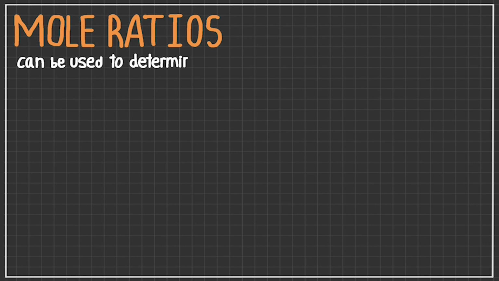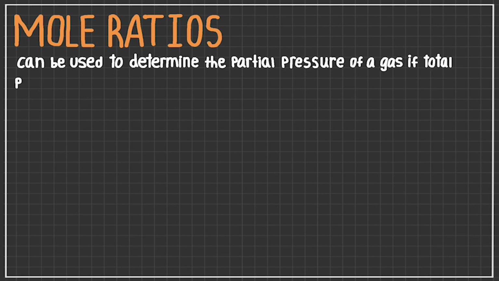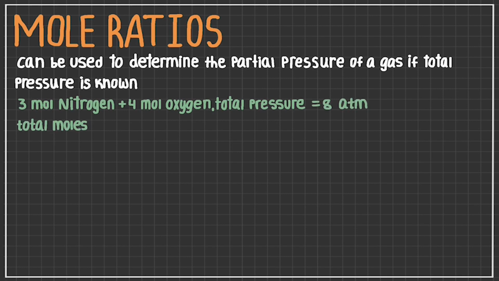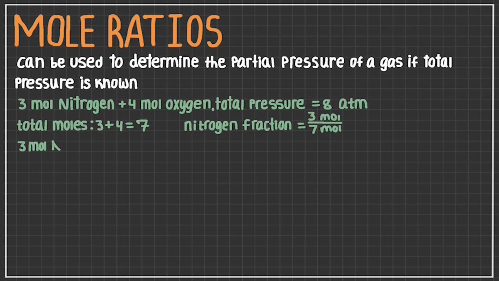The mole ratio of a gas in a mixture of gases can be used to determine the partial pressure of that gas if the total pressure is known. For example, if you have a mixture of 3 moles of nitrogen and 4 moles of oxygen, knowing the total pressure in the container is 8 atm, and you want to find out the partial pressure the nitrogen is exerting, you can use the mole fraction. The total amount of moles is 3 plus 4, which equals 7, and the fraction of nitrogen is 3 moles out of the total 7 moles. This ratio matches the ratio of the partial pressure of the nitrogen and the oxygen.